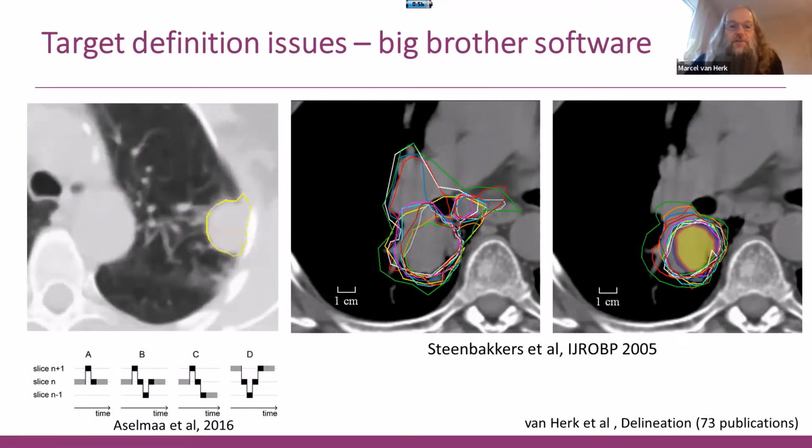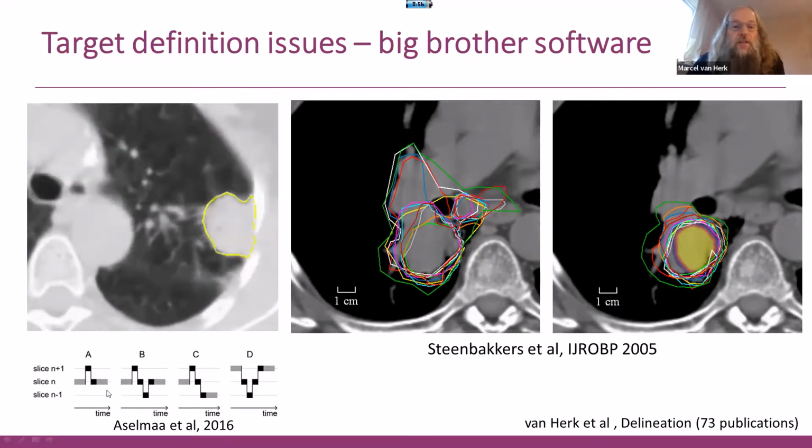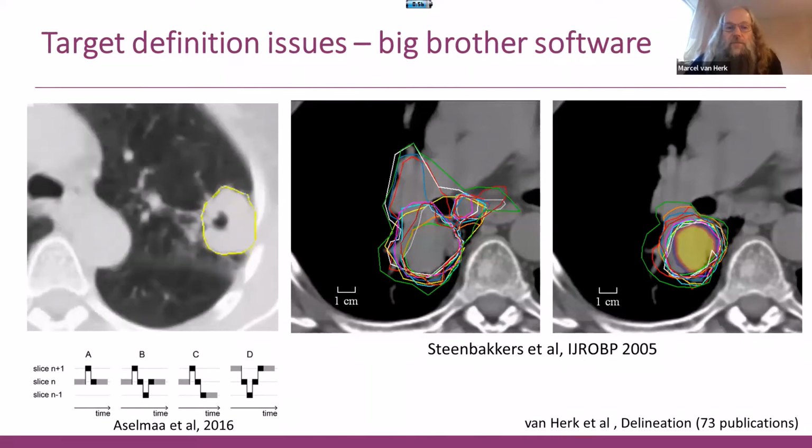And that allows us to study interaction patterns, such as in this publication by Alsema et al., where she showed that particular users were using particular slicing patterns to visualize the anatomy in 3D around the slice that they were at. But using the software, we found out that target contouring is really a weak link.